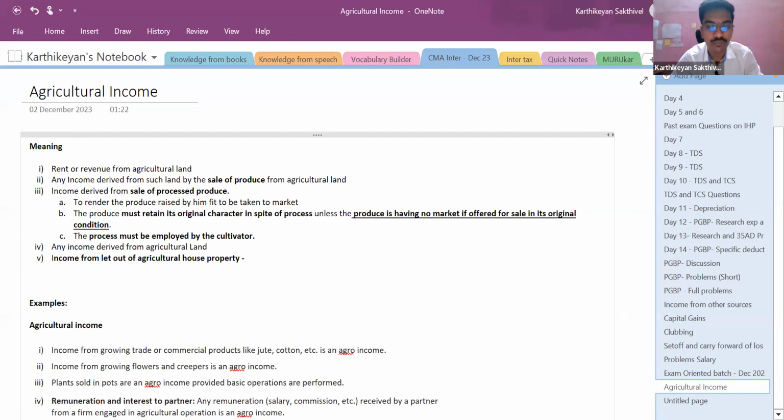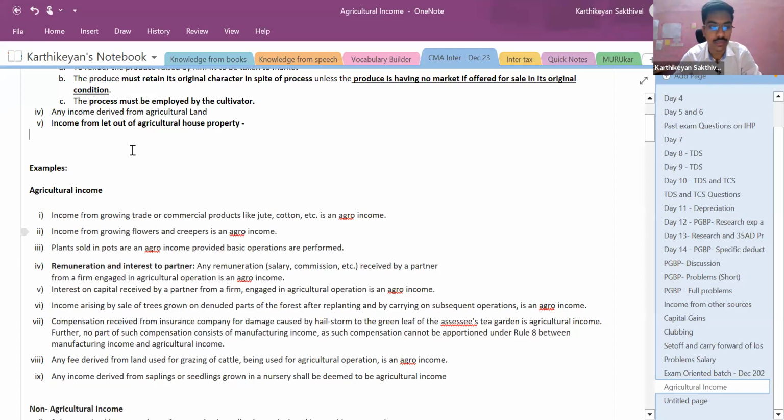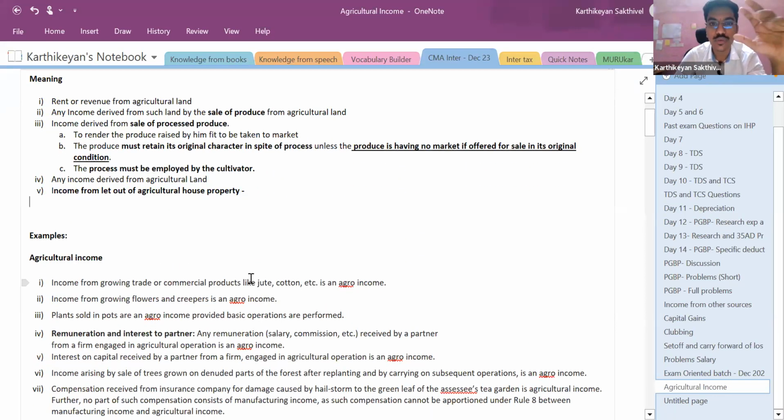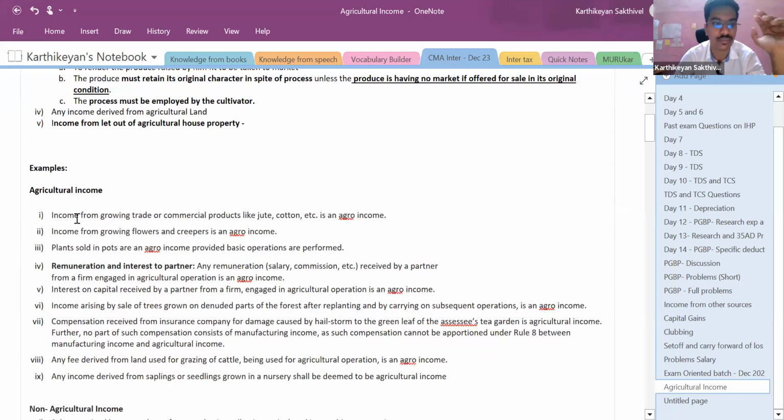Any income which is derived from a house property, agricultural house property which is let out, and if it is in urban land, in such case it should not be treated as agricultural income as per 2(1)(a). Okay, so these are the few examples. Next we'll just go for some examples in relation to what do you mean by an agricultural income and what is not an agricultural income, right?